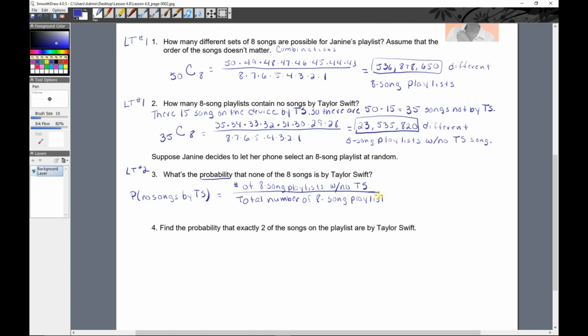Sorry, you have to wait through this writing. All right, we know those two numbers. This is success over total. All right, we're looking at this. These are the playlists with no Taylor Swift. That would be your numerator.